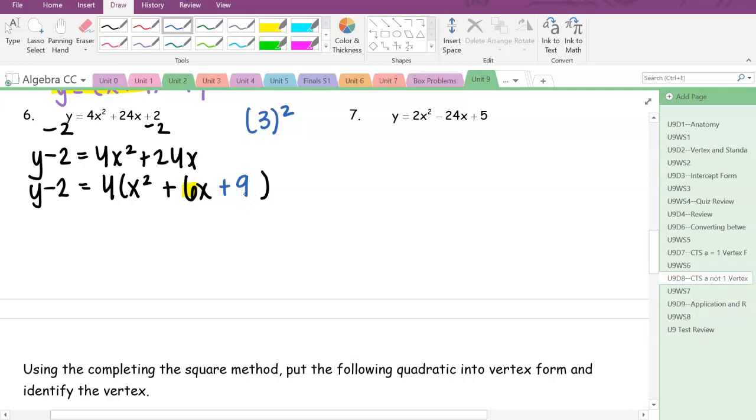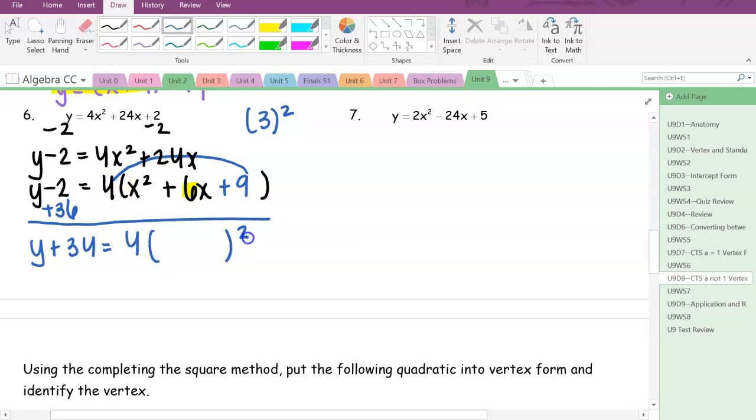But wait, it's not really a plus 9. It's really a 4 times 9, which is 36. So that's what we combine on the other side. Combine your like terms. Negative 2 plus 36 is 34. Bring down your 4, and on this side we're going to factor. Again, multiplies to 9, adds to 6. It's going to be 3 and 3, which again is always the number we get when we divide by 2. And our last step, let's add our 34 back over. So this is your vertex form.